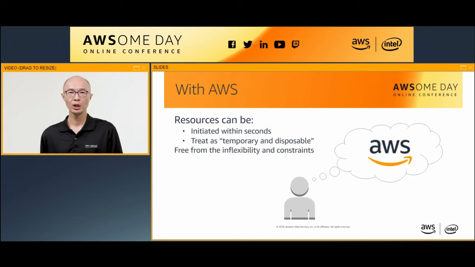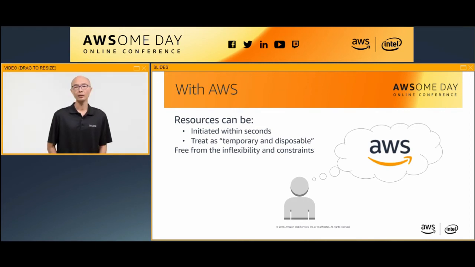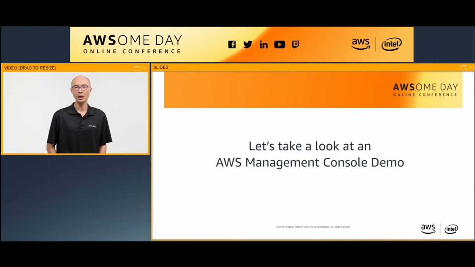Not only can you initiate these IT resources within seconds, you can treat these as temporary and disposable resources, deprovisioning them when you do not require them, freeing you from the inflexibility and constraints of a fixed and finite IT infrastructure. By harnessing the power of AWS Cloud, your approach to change management, testing, reliability, and capacity planning is more agile and efficient.